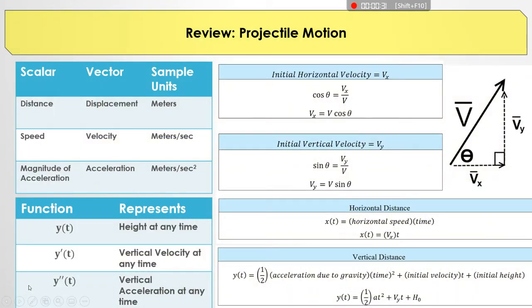Okay, so before we do all that, I'm going to go back and review everything we've already done. So starting with our scalar versus vector. A scalar quantity is when you only have magnitude, you don't have direction. So if I just tell you 4, that's a scalar. If I told you 4 units to the right, then that's a vector because we also have direction.